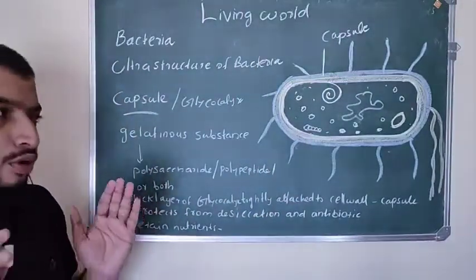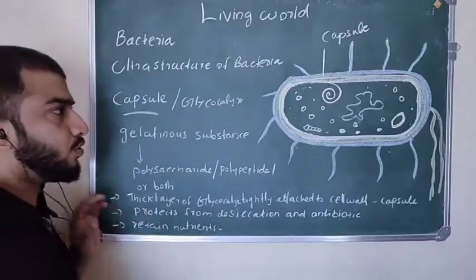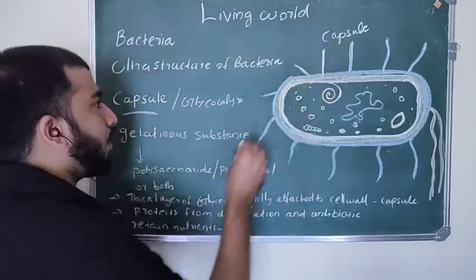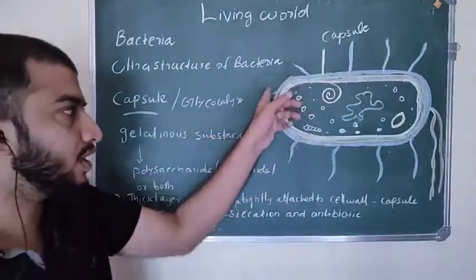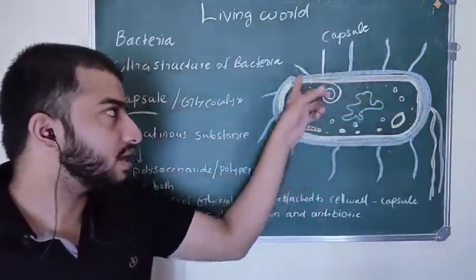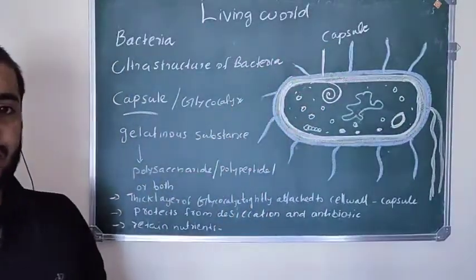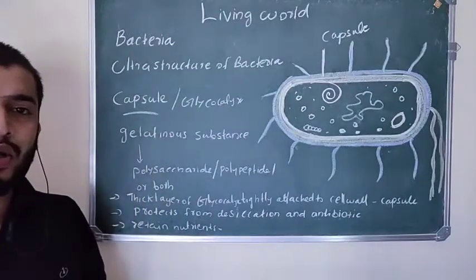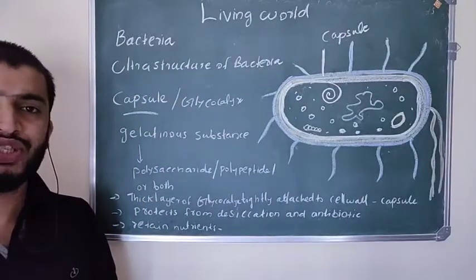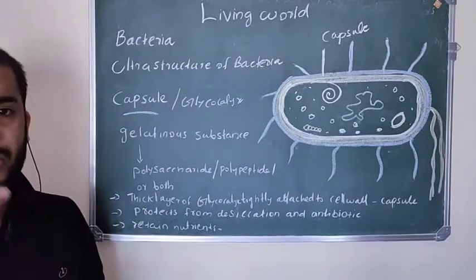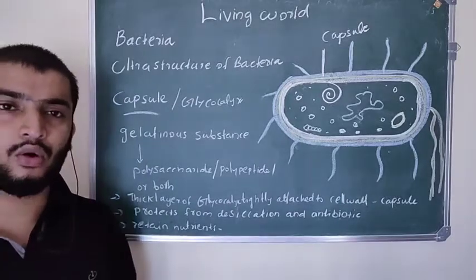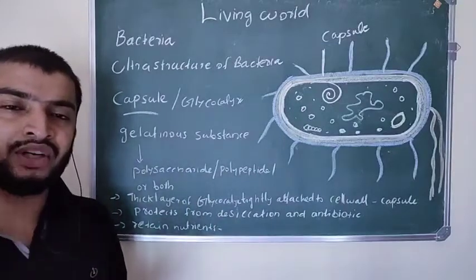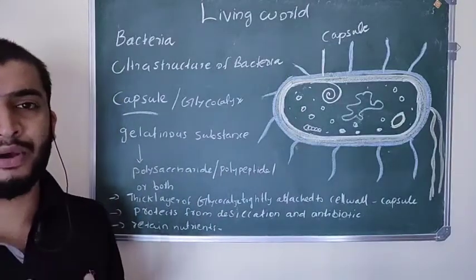So first of all we are going to study the capsule. This structure is marked as the capsule or glycocalyx. You can see here that around the bacterial cell the capsule or glycocalyx is present. So what is it actually? Capsule or glycocalyx is a gelatinous substance made up of polysaccharide or polypeptide or both, which gives protection from desiccation and from antibiotics.